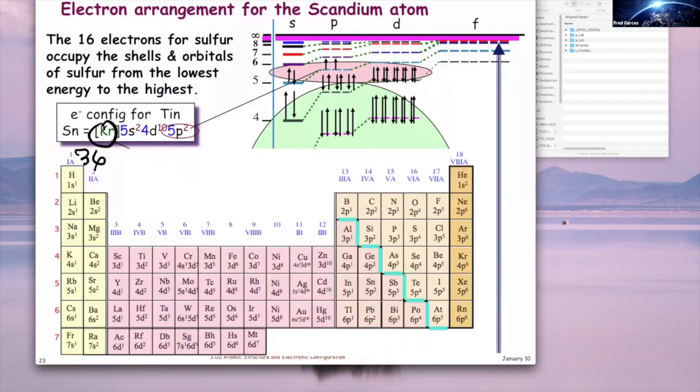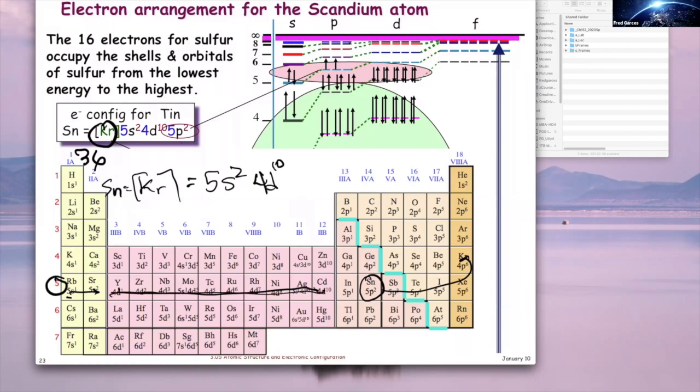Let's take a look at how that is determined from the periodic table. Previous noble gas is krypton. That's this right here. Your valence shell is 5. You're going to hit s orbitals, 2 of them. Then you hit your d orbitals. That's 4d10, because all of these are completed. Then you hit your p orbitals, and you go 1, 2. That's how you do the electron configuration using the periodic table, okay?